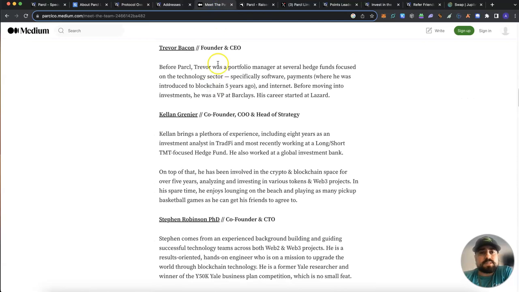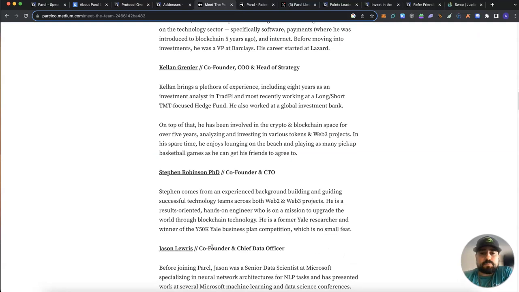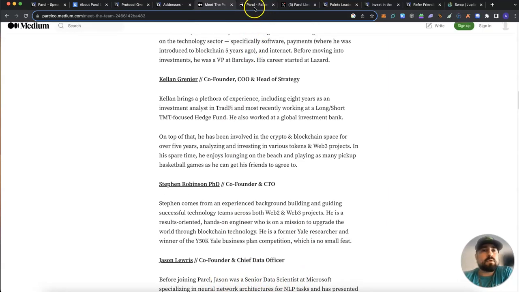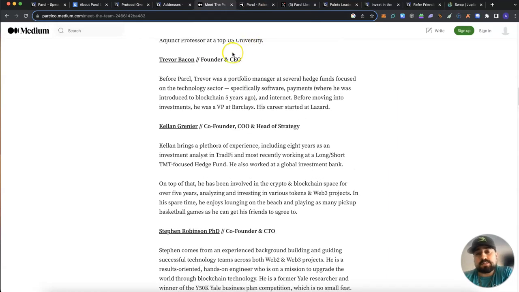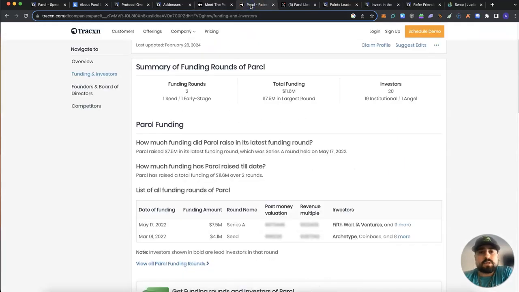And here's just some from the team. You can see portfolio manager at several hedge funds is one of the co-founders, investment analyst. So background from building and growing successful, so basically in tech and Web 2 and Web 3. So Web 3 is crypto projects, and senior data scientists. So well-backed team. They've been through different funding, hedge funds, and raising capital, so that's always good.